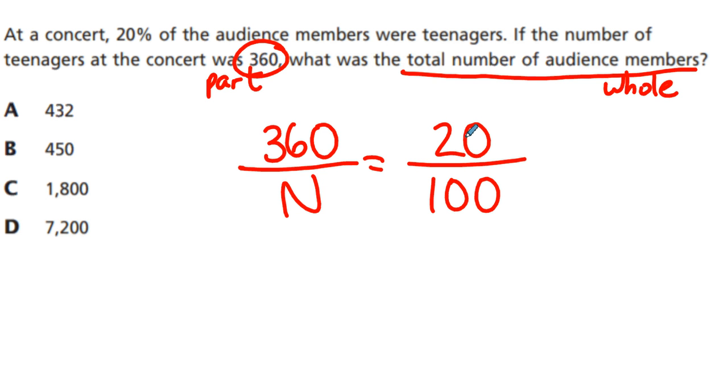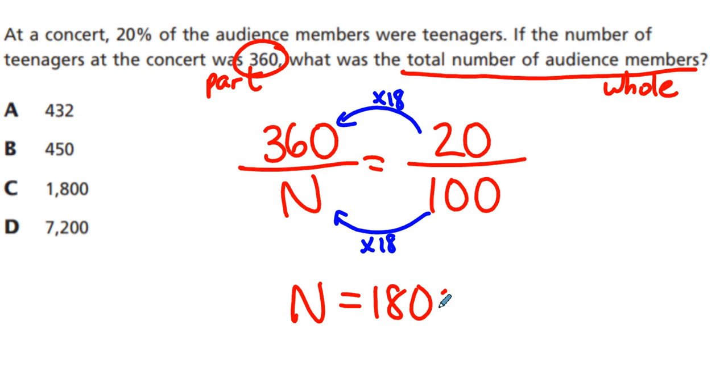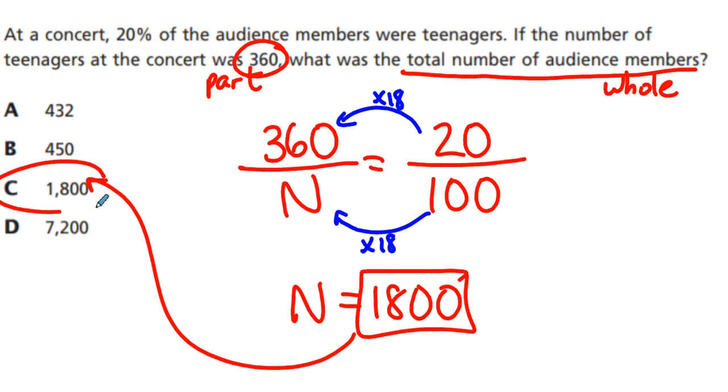So then either by cross multiplying or by scaling up, times 18 going this way, times 18 going this way, we see that the number of audience members is 1,800, which happens to be an answer choice. This is a scenario where we know the part, we don't know what the whole is.